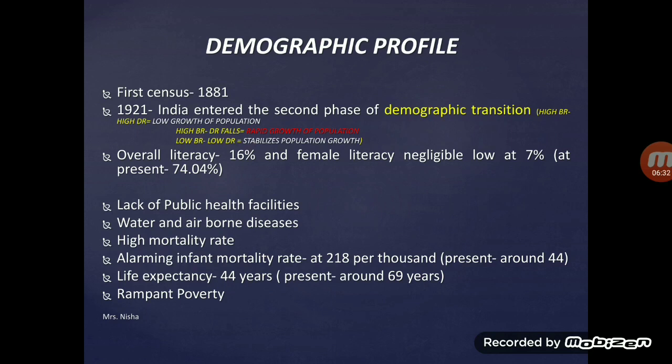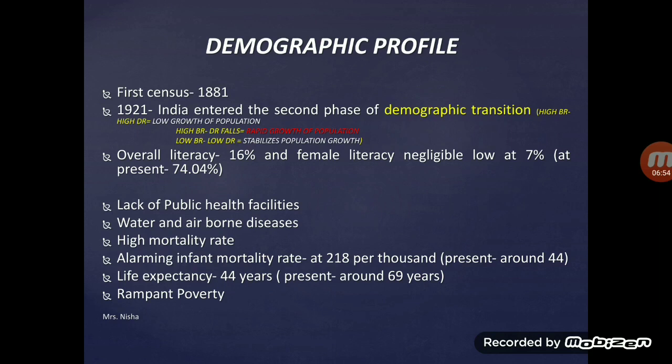Now, why does death rate fall? Because there is improvement in sanitation, there is improvement in public health facilities, modernization happening in the medical field. Many diseases which were earlier incurable, we were able to find a cure for. So, as a result of all these factors, what will happen? The death rate will come down drastically.